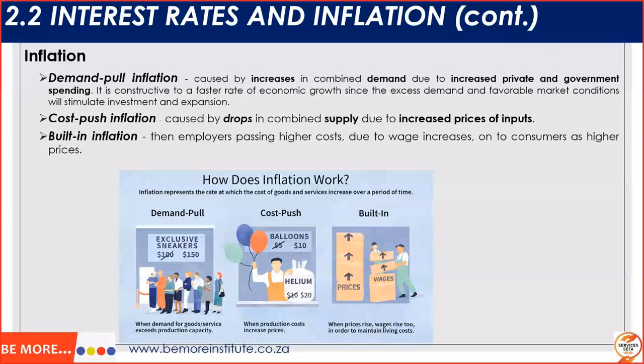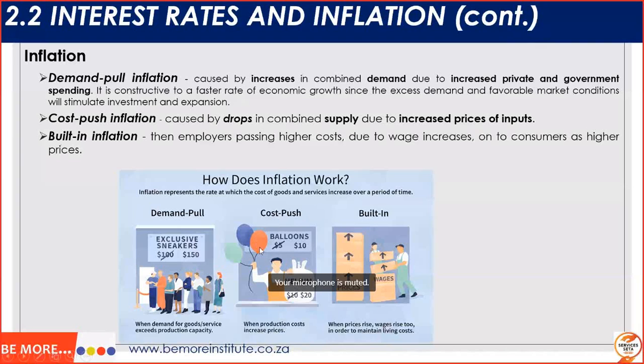The next one is called cost pull inflation. This is caused by drops in combined supply due to increased prices of inputs. So for an example, here you have a vendor that sells balloons. The price of balloons has increased, but what has caused this? One of the inputs into a balloon is the helium, which you use to inflate the balloons.